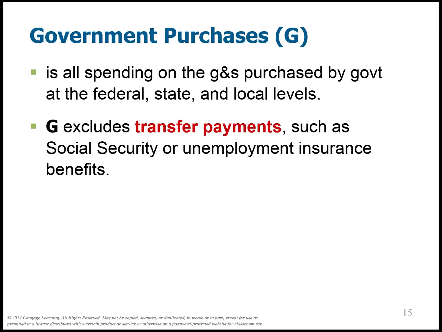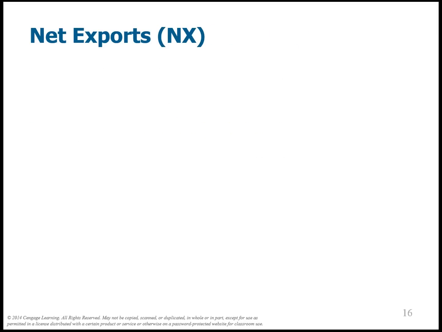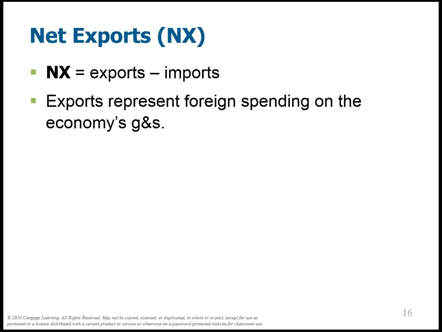It also excludes transfer payments, such as Social Security or unemployment benefits, because those are just transfers of wealth from one person to another, from the government to a person, and they're not purchases of goods and services. Really, it's kind of like a negative tax. And then finally, there's exports, all right? So net exports is just exports minus imports.